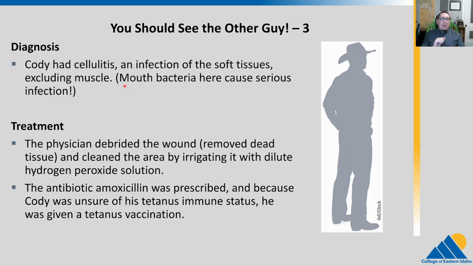A physician would debride the wound, which means literally scraping off the dead tissue that's in there, cleaning it by irrigating with dilute hydrogen peroxide, and then we prescribe antibiotics, in this case amoxicillin, and maybe a tetanus shot as well. Tetanus vaccine works after infection, whereas most vaccines work pre-infection only. And we'll talk about why that is in a later chapter, in chapter 13. Okay, so we have a polymicrobial infection there. We need a broad spectrum antibiotic there to deal with that.